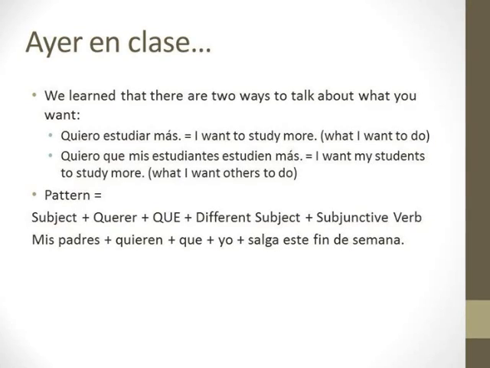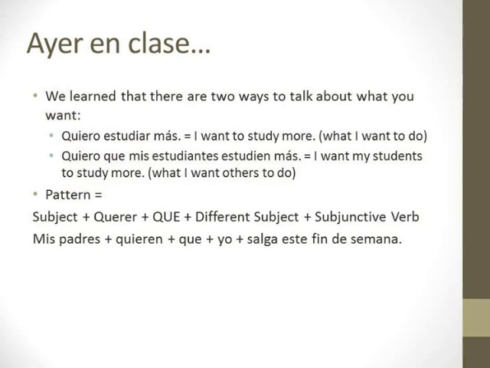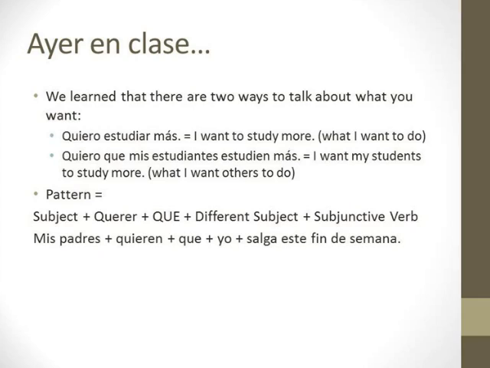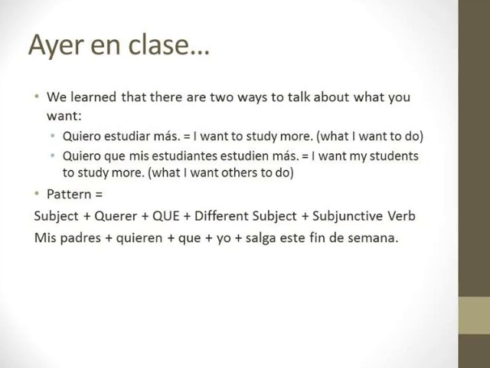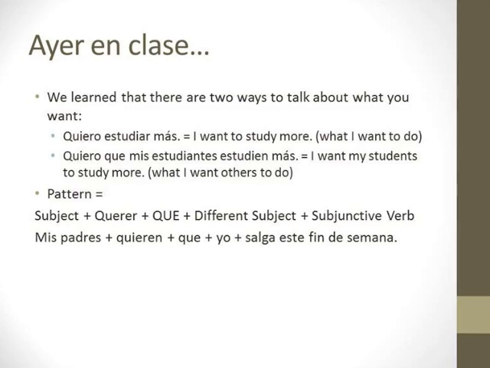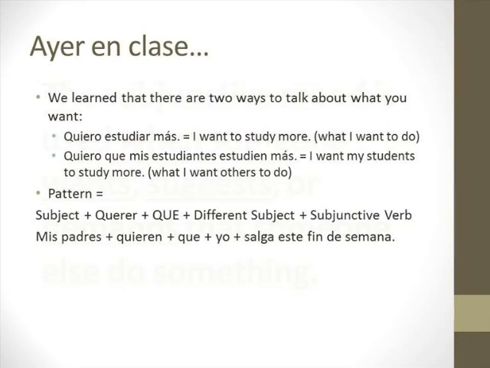If you look at the verb salga, that subjunctive verb is conjugated by starting with the yo form, taking off the o, and using the opposite ending. This is the same conjugation that we did when we did tú commands. Start with the yo form, take off the o, opposite ending. Only this time it doesn't have to be no, no, no.